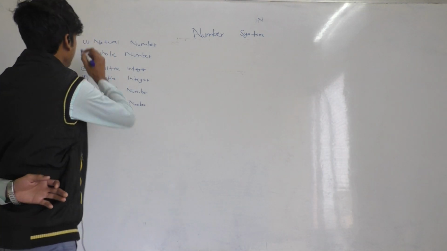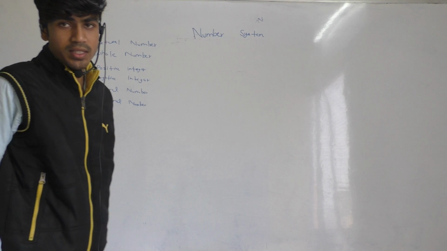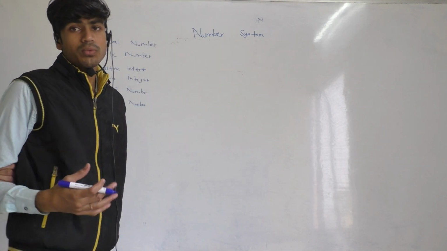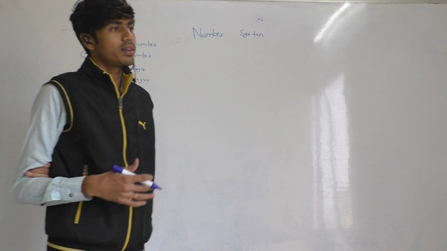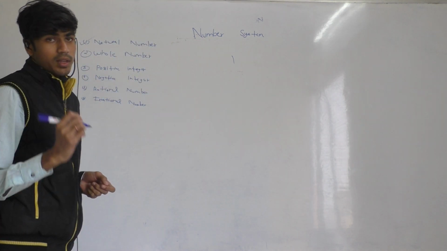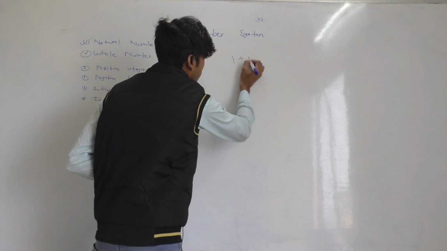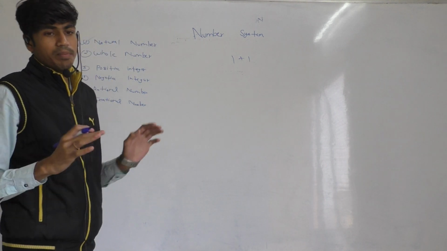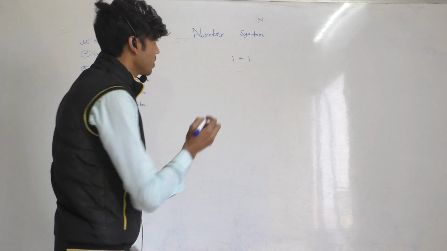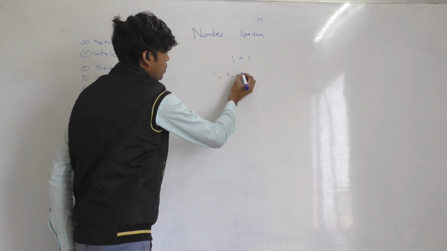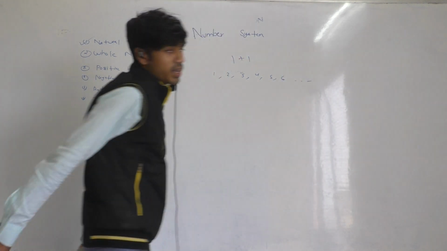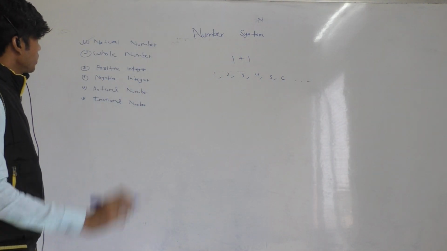So first comes natural number. What is natural number? Natural numbers are those numbers which you use for counting. As you know, when there is one thing, then we say 1. If it is 1 plus 1, it is 2. So it's simple. The numbers which we use for counting are known as the natural numbers. These are 1, 2, 3, 4, 5, 6 and up to infinity. So these are the natural numbers.